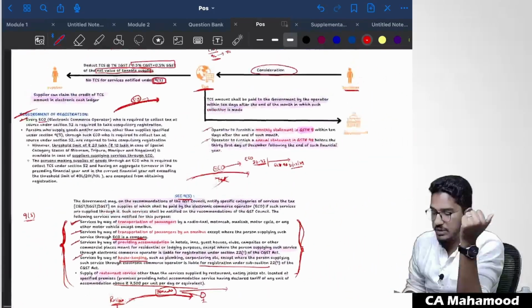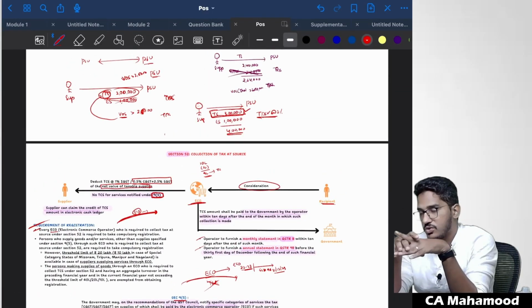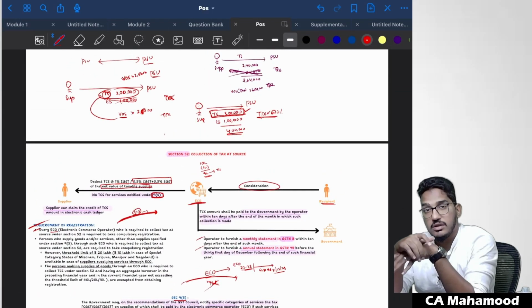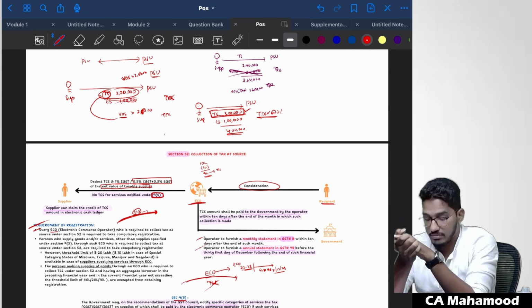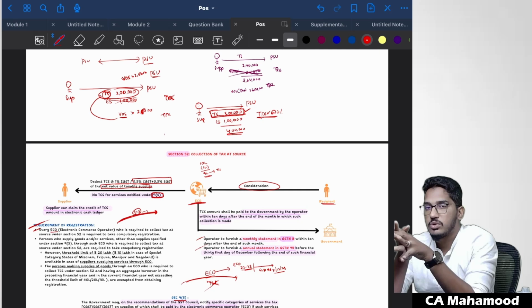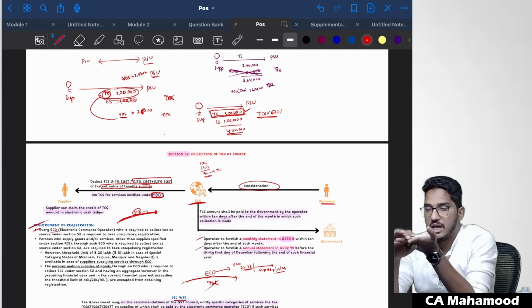So this is what the TCS and TDS provisions are completely. With this, we are successfully done with the entire GST marathon. I have very comprehensively covered so many things in this marathon. Hope you guys have understood. Especially I have put a lot of focus on these last 3 chapters which have been newly added in the new scheme: place of supply, accounts and records, and even TDS and TCS.